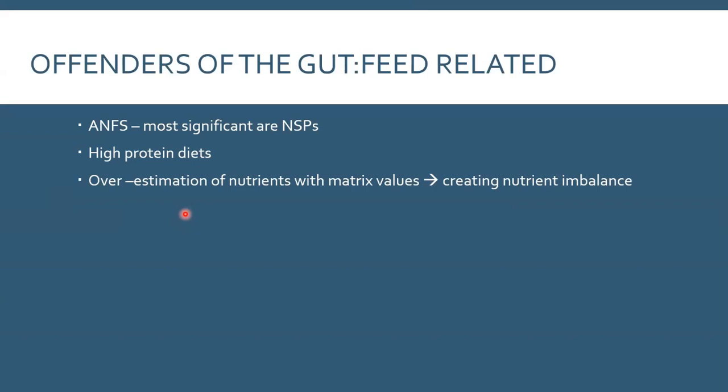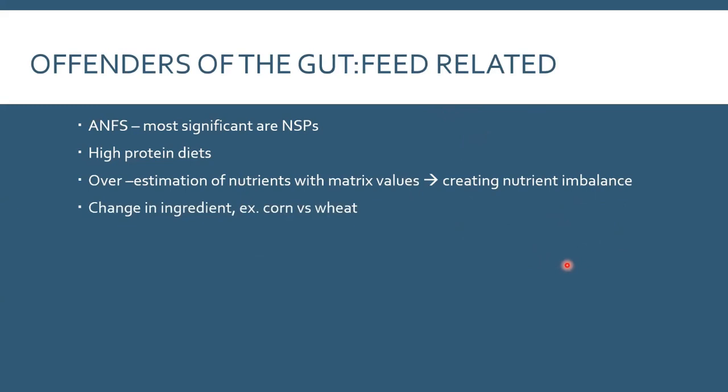So when there's always an imbalance in the nutrients, it predisposes the animals, the birds, to having gut health issues. Later I will show how this nutrient imbalance, particularly the oversupply of nutrients, would cause dysbiosis.